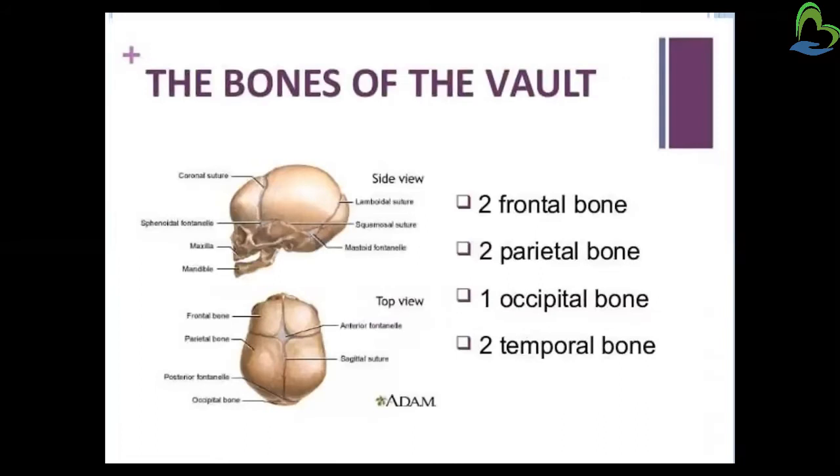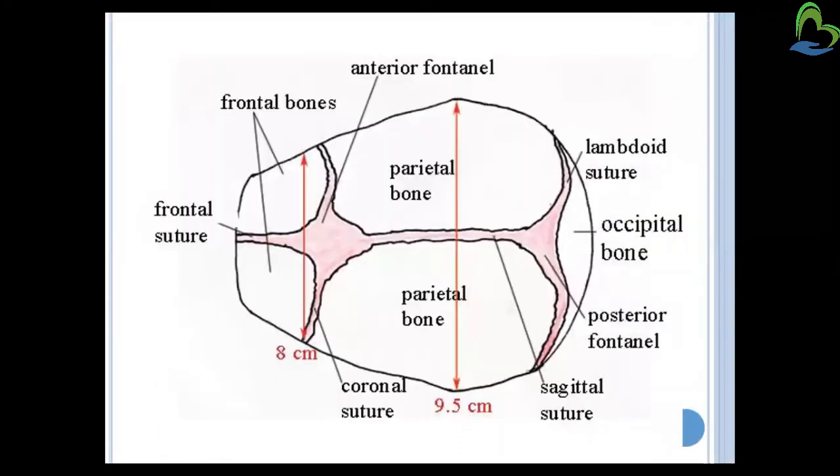About the bones of the vault, there are a total of seven bones: two frontal bones, two parietal bones, one occipital bone, and two temporal bones. In the diagram, you can see at the front part there are two frontal bones, at the middle part there are two parietal bones, and behind there is one occipital bone, and on either side, behind and below the ear, there are two temporal bones.